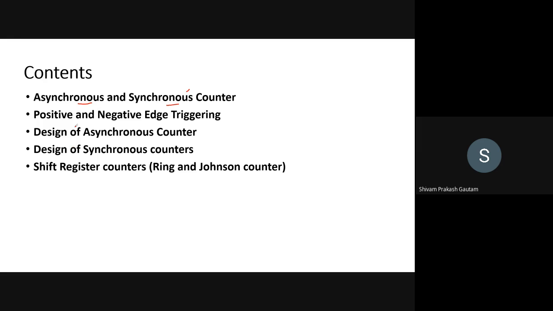And when we talk about clock, we have seen the types of pulses, that is positive edge trigger and negative edge trigger, right? So we will be covering the design of an asynchronous counter, and we will also be seeing the design of a synchronous counter. And we have also seen the ring counter and the Johnson counter, that is the twisted tail counter. We have already seen this.